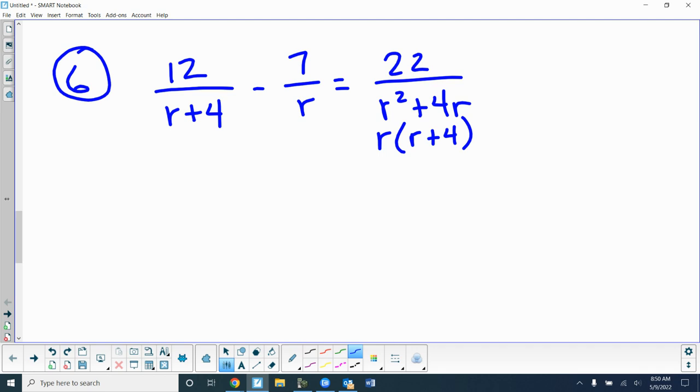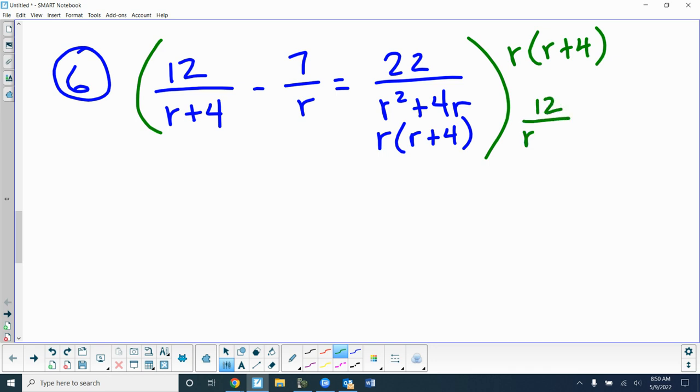So the way we've been doing these is eliminating the fractions in our first step by multiplying everything by the common denominator. So what's the common denominator? If it shows up, write it down, right? So what shows up? r and r plus 4. Okay? So I'm going to multiply that r and r plus 4 times each fraction. So if I go 12 over r plus 4 times r plus 4, what happens to the r plus 4? You get 12r, right?